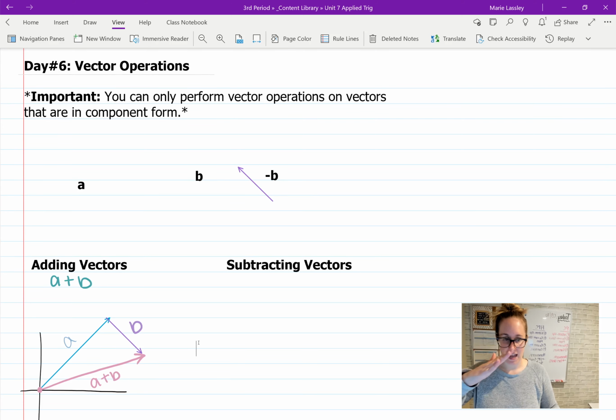So that's what we're doing visually. You're taking A and then you're stacking B on top of it, and then the addition is the connection from the start of A to the end of wherever B is. And this is a very important operation. We're going to use this a lot when we do our word problems. And you're going to see things like a plane traveling due east, but then it encounters a wind with whatever velocity. What is the result going to be?